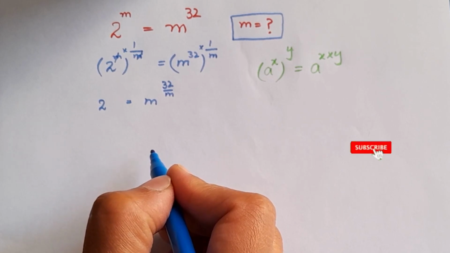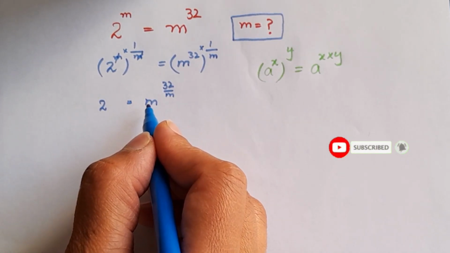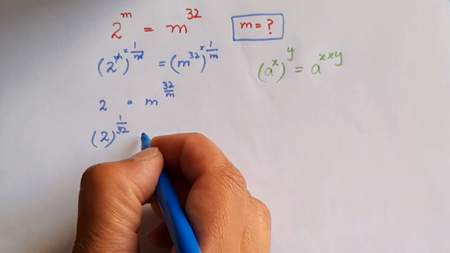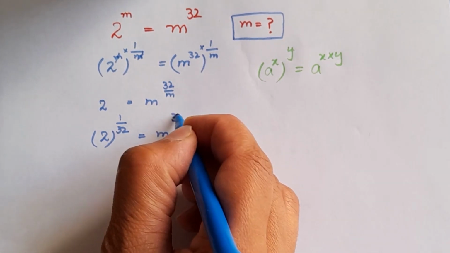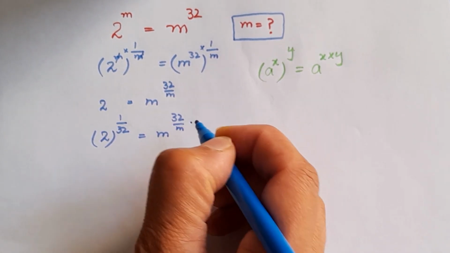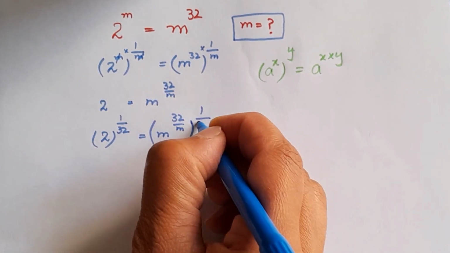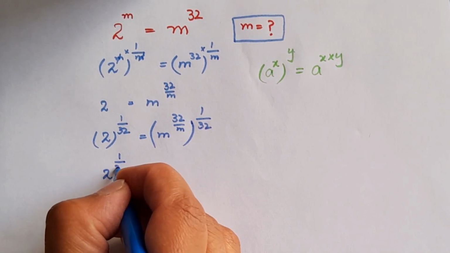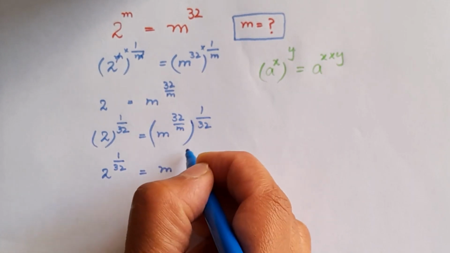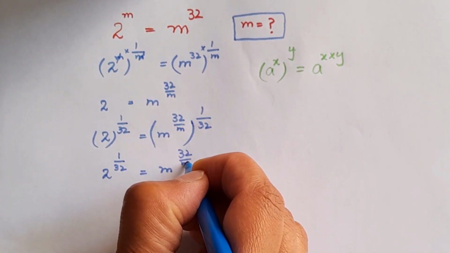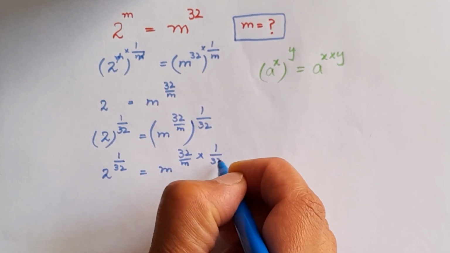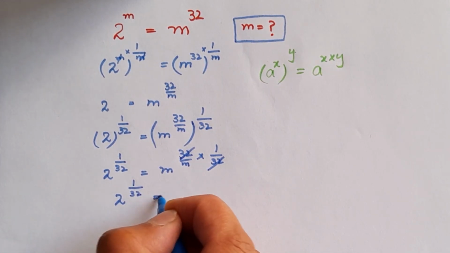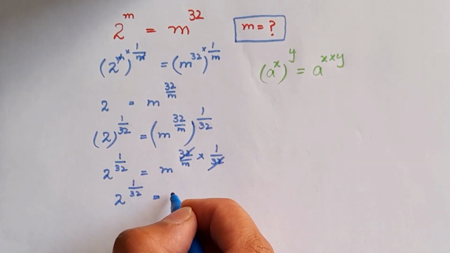Now we will take power 1 divided by 32 on both sides of this equation. So 2 to the power 1 divided by 32 is equal to m to the power 32 divided by m, whole to the power 1 divided by 32. This will be equal to 2 to the power 1 over 32, and here the power will be multiplied. This 32 and 32 will be cancelled out. 2 to the power 1 divided by 32 is equal to, here we are left with m to the power 1 over m.